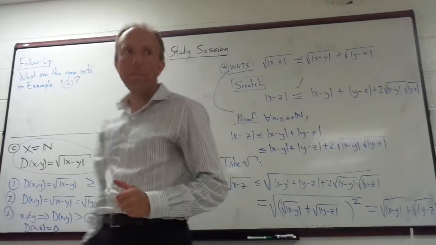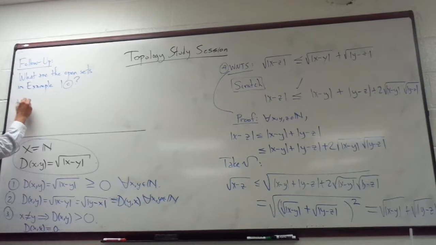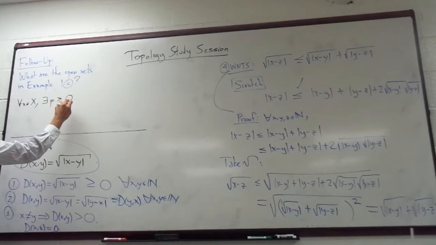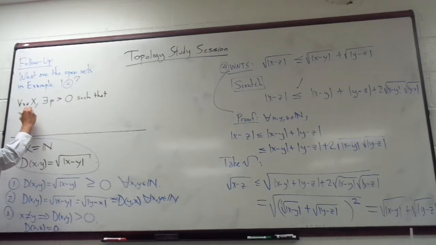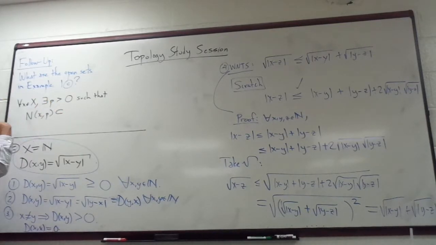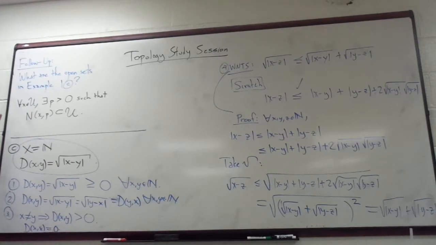For all x in the natural numbers, there exists a p, a positive r greater than 0, such that the neighborhood of x, comma p, is a subset of the set, whatever the set is that you're considering as your open set. So I'm going to change this x for a minute to u. I don't know what u is yet, we're trying to figure out what the open sets are. What could u be equal to?